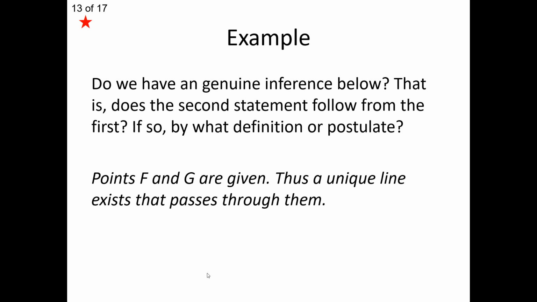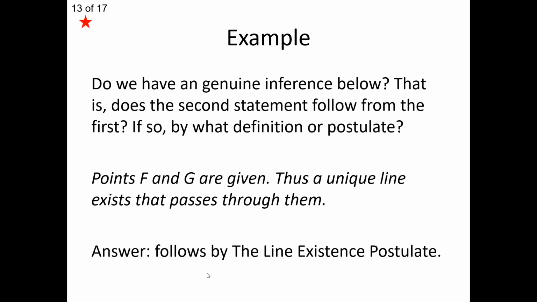The first statement is already given. That's the first sentence. It says points F and G are given. So I've handed you two points, F and G. Let's make an inference. Thus, a unique line exists that passes through them. Does or does not the second statement follow from the first?